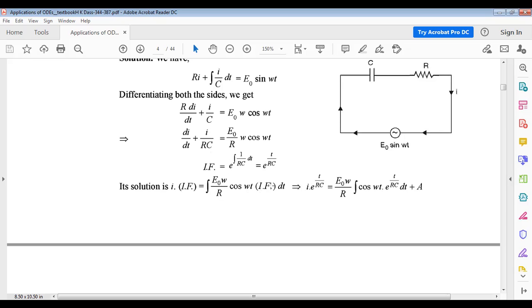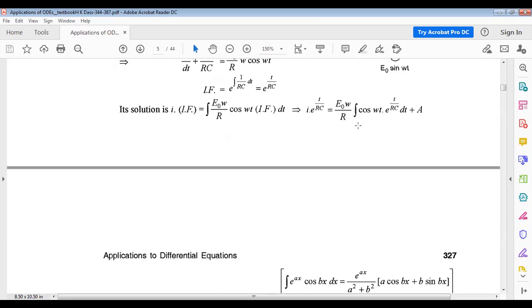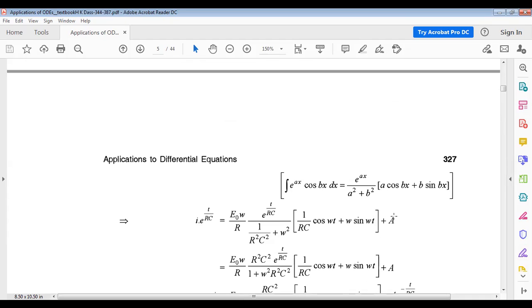Same words as previous lectures. So this will be given by this integration. This is the integral constant A. Now using the same formula, e to the power x cos bx. Understand? In the previous example this was sine. So this formula will be e to the power x divided by x square plus b square, a cos bx plus b sin bx. Okay, using the same formula we get this one.